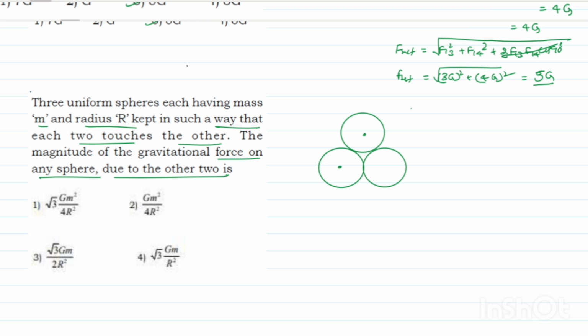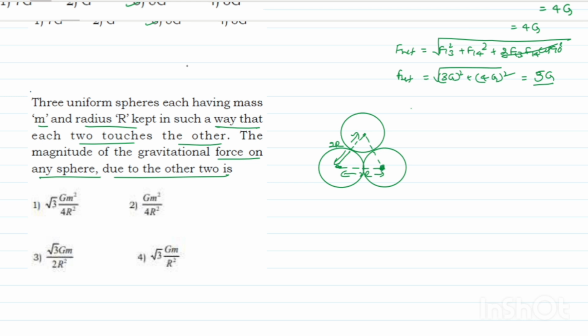Now there is a force of attraction between these two masses. Here the radius is R, and the centers are going to form an equilateral triangle. So the distance of separation between these two will be 2R, and here also it will be 2R.